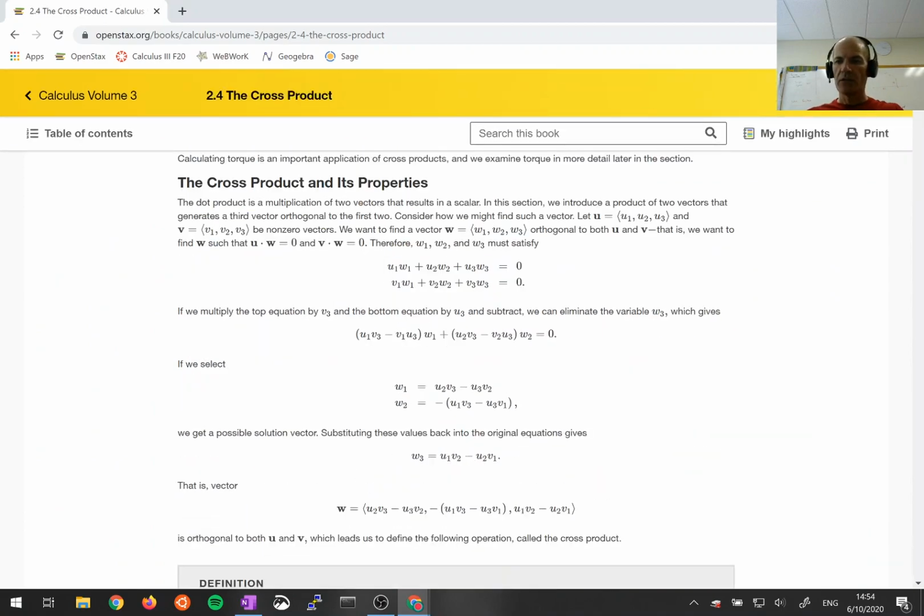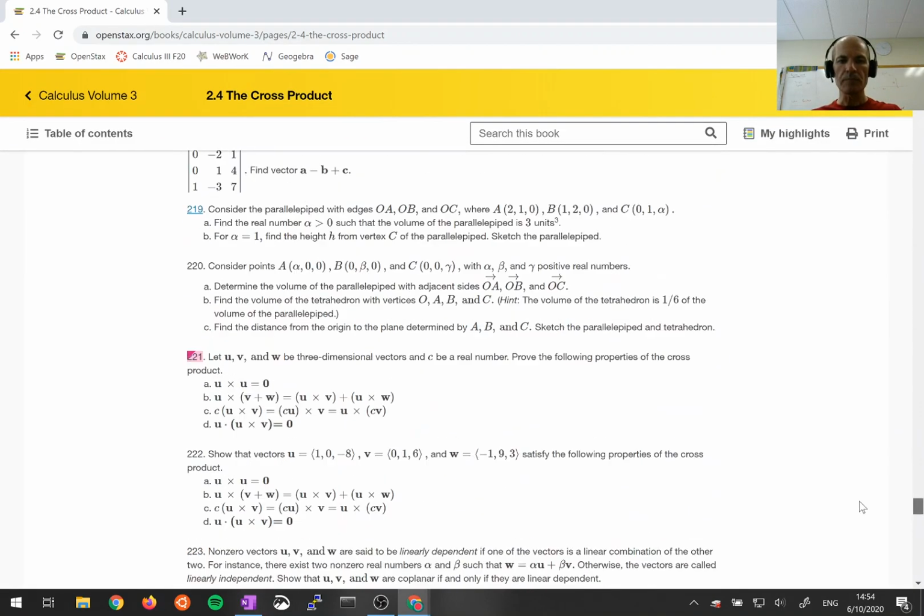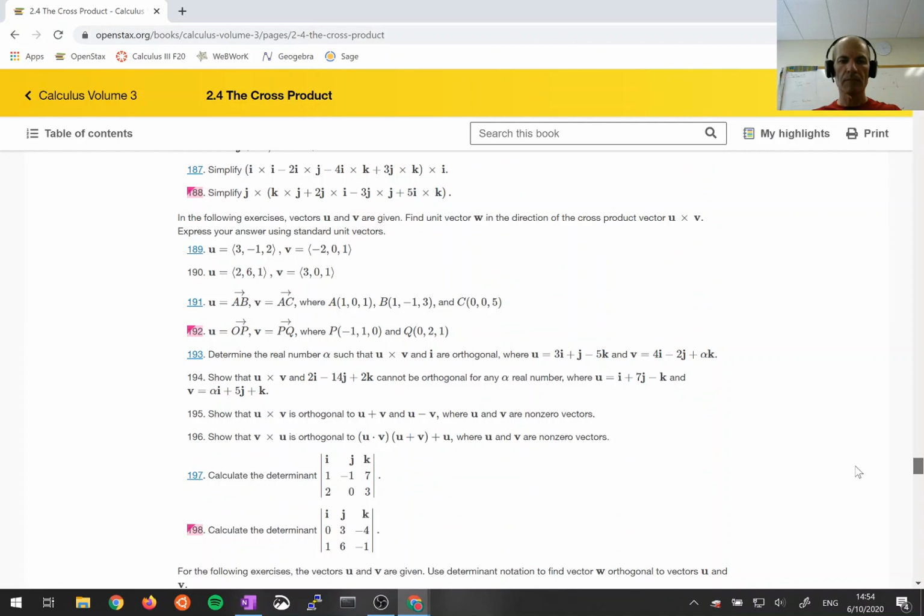Okay, in 192, let's see, find the unit vector W in the direction of the cross product U cross V. So we've got these two vectors, OP and PQ, where P and Q are given by these points, and we want to find U cross V.